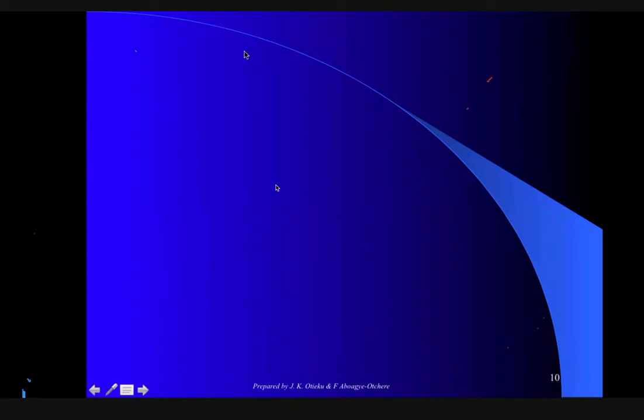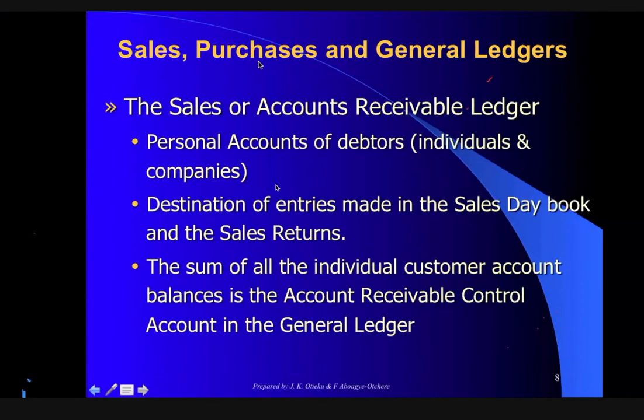So the things recorded in the sales journal will go to your sales ledger. So we just said it, right? It will go to your sales ledger. No, you said general ledger. No, I said account receivable ledger. Account receivable. Oh, okay. It's the same as sales. Yes, it's the same. I thought I heard general ledger.